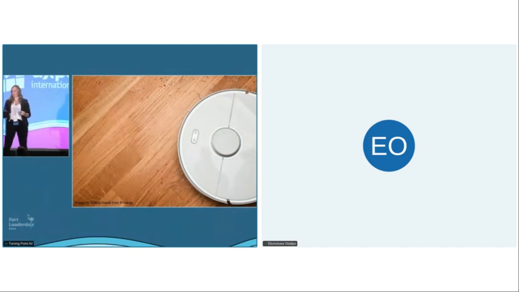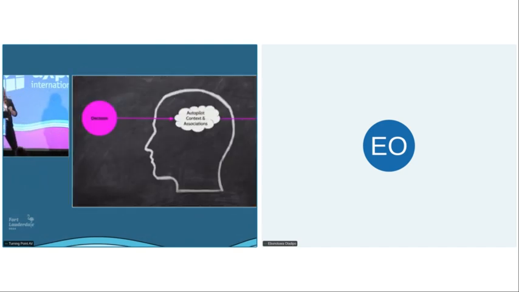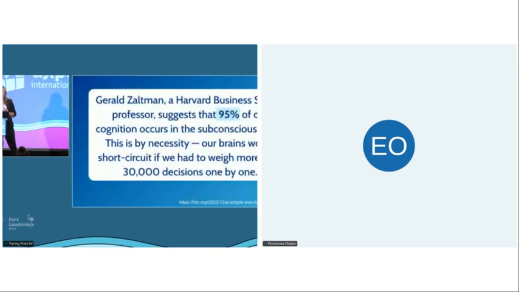So autopilot is the first thing we're going to discuss. You're faced with a decision. Your autopilot kicks in, puts some context and associations, maybe some assumptions, and then gives you a response 33 to 35,000 times a day. Gerald Zaltman, a Harvard Business School professor, suggests that 95% of our cognition, our thinking, occurs in the subconscious mind, not that you're aware of. This is by necessity, because our brains would short circuit if we had to weigh more than 30,000 decisions one by one. It would be absolutely overwhelming.